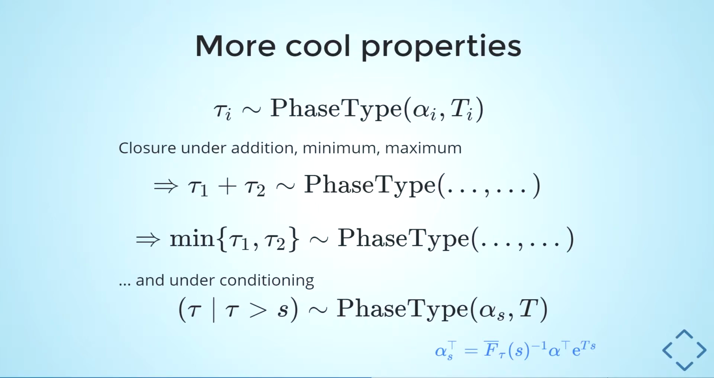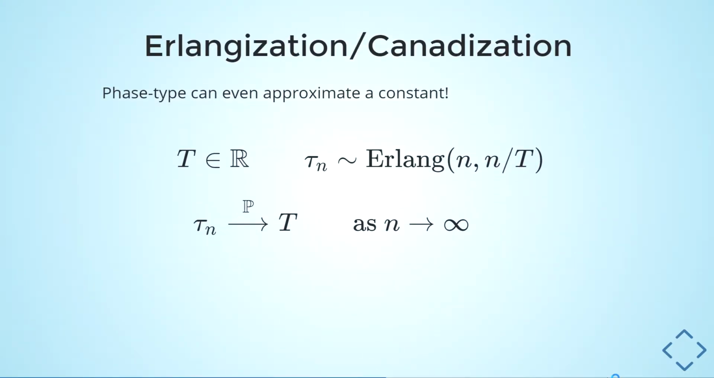Oh, and other nice properties is, say, if you add together different phase types, then you again get a phase type. Or if you take the minimum of two phase types or the maximum, you get another phase type. Or if you condition on the phase type being bigger than some value, the remaining life of it is also phase type distributed.